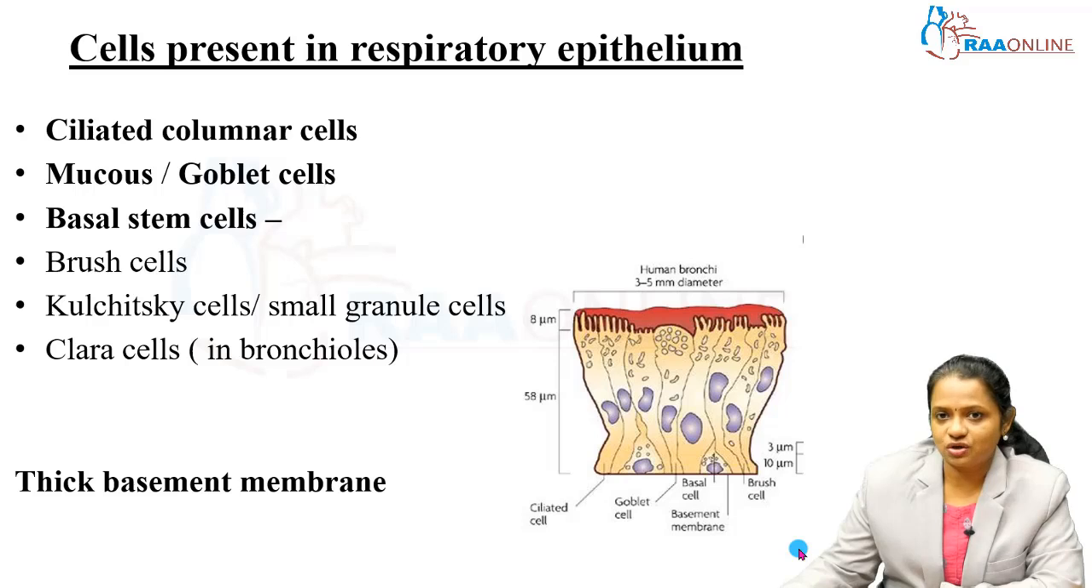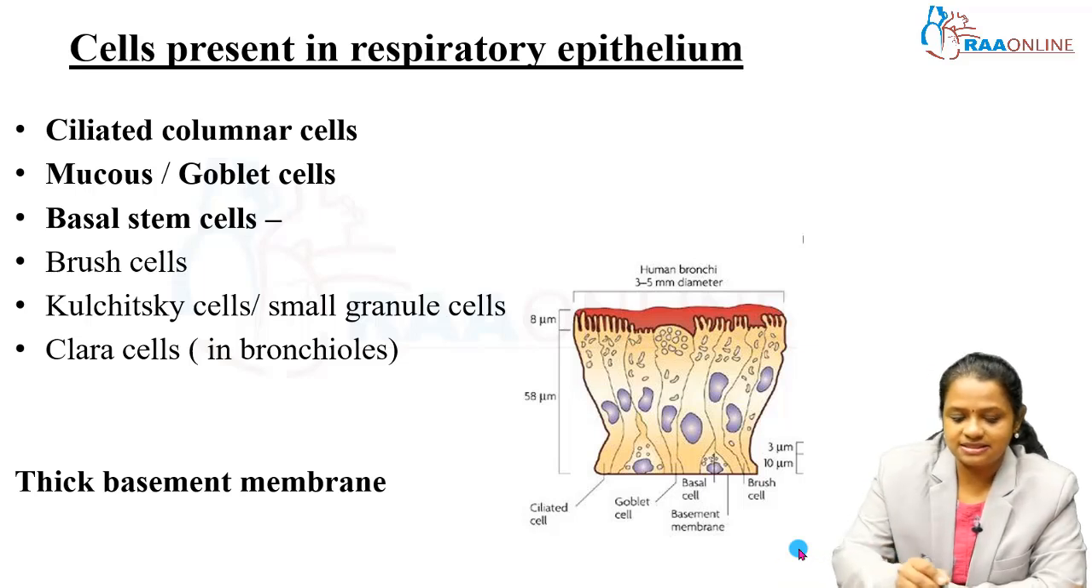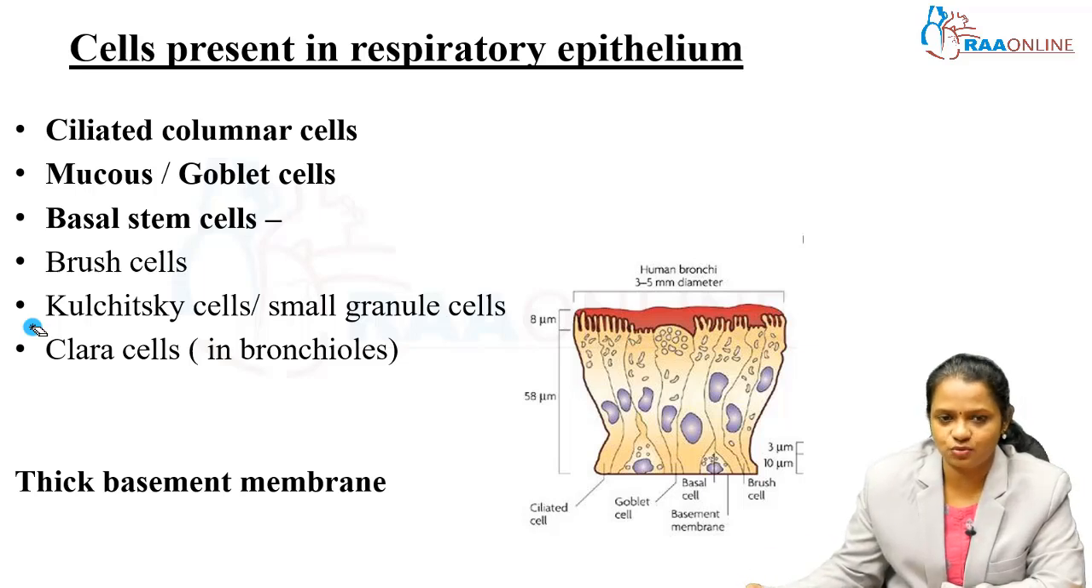The various cells of the respiratory epithelium are ciliated columnar cells, mucus cells or goblet cells, basal stem cells, brush cells, Kulchitsky cells or small granule cells, and Clara cells, which are seen at the bronchiolar level. The predominant cell type is the ciliated columnar cell. The other important cells are mucus cells and the stem cells. The brush cells and the granule cells are present in smaller quantities.